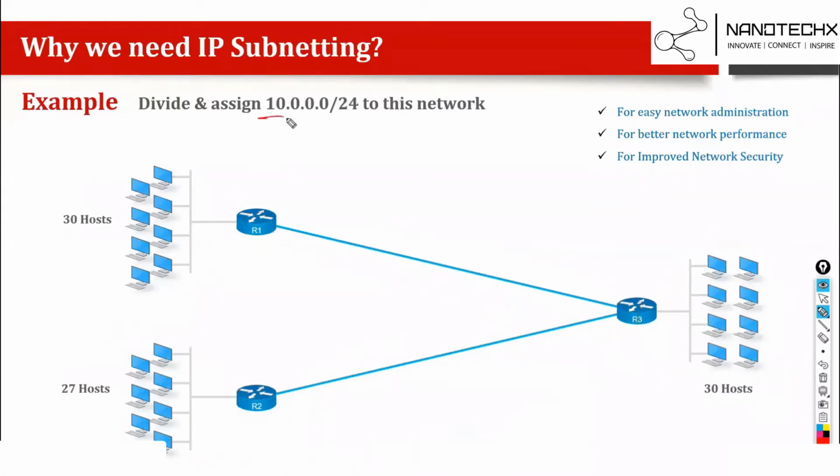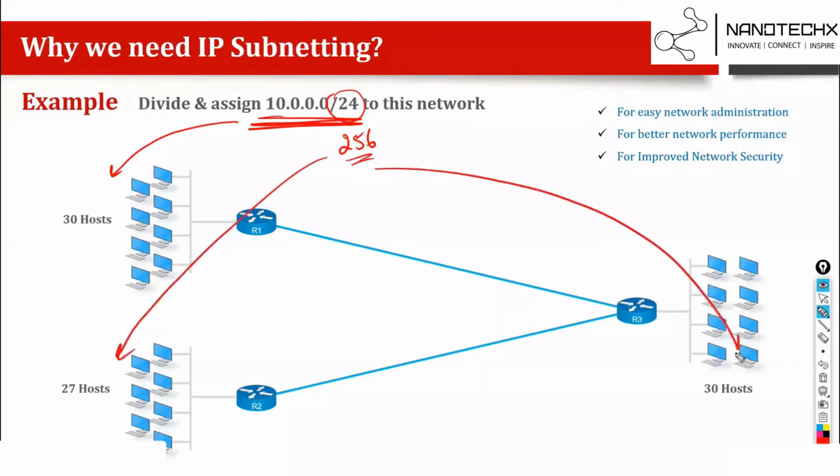So total 5 networks. It means we have to divide this network into 5 networks. For /24, I just told you we have a total of 256. We will see how to calculate later on in the next phase. So out of these 256, 30 will go here, 27 will go here, 30 will go here, 2 will go here, and 2 IP addresses will go here. But we have to make the number of hosts always a power of 2. So we have to make them equal.